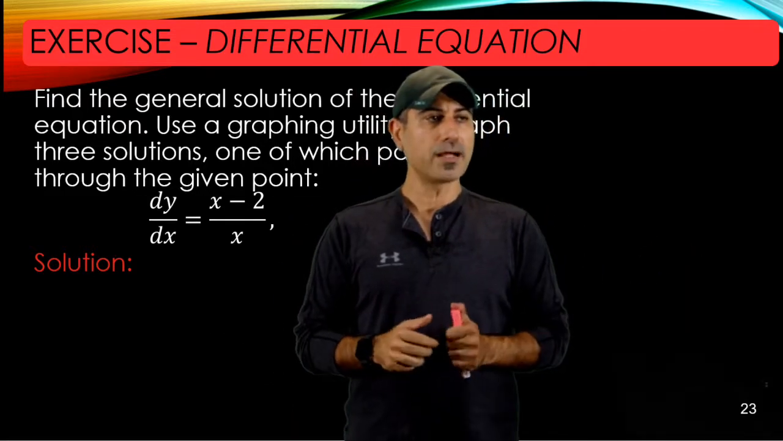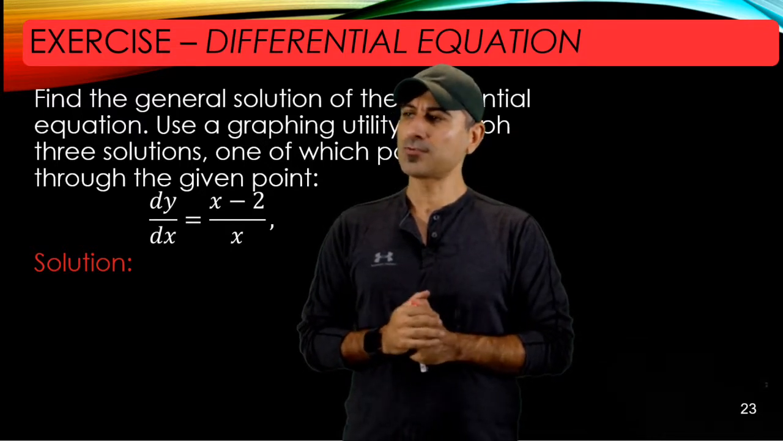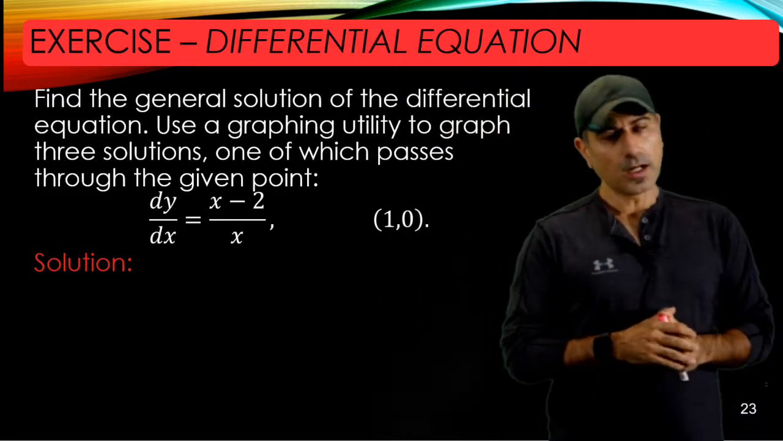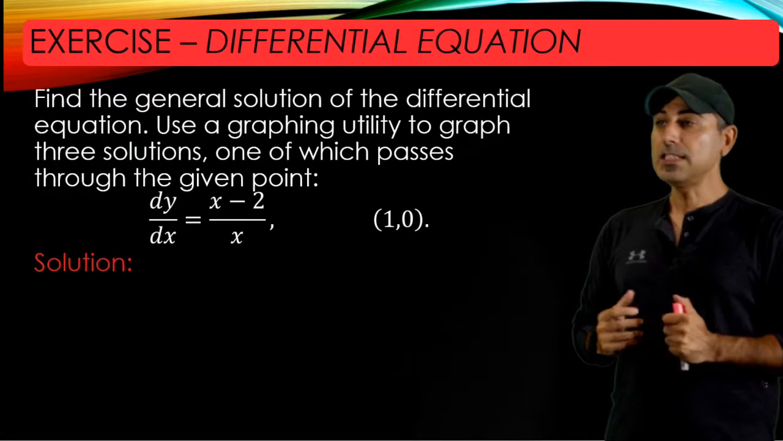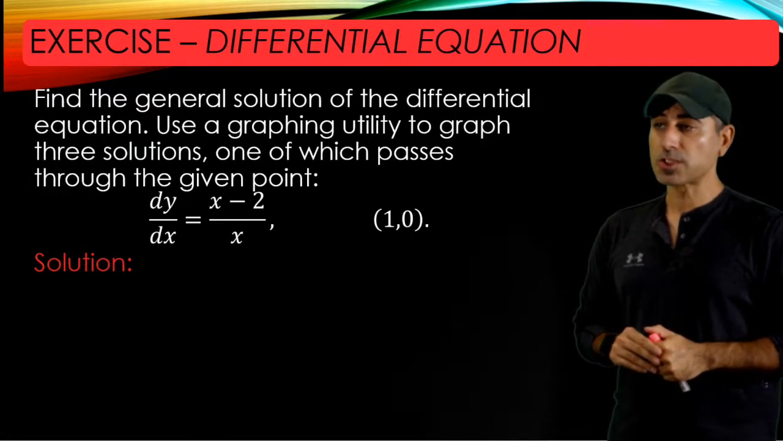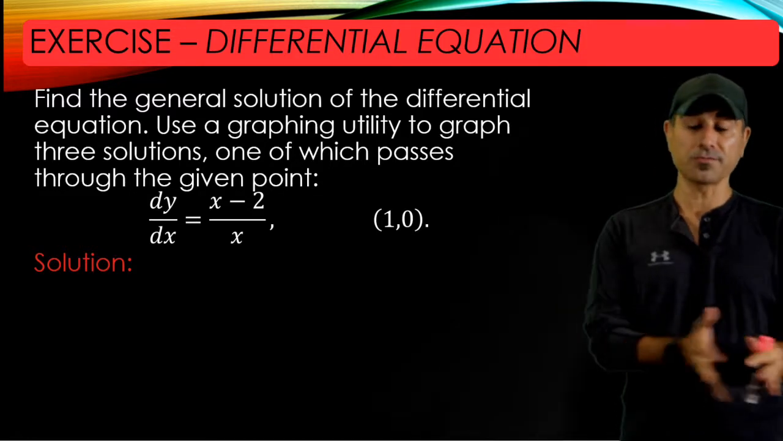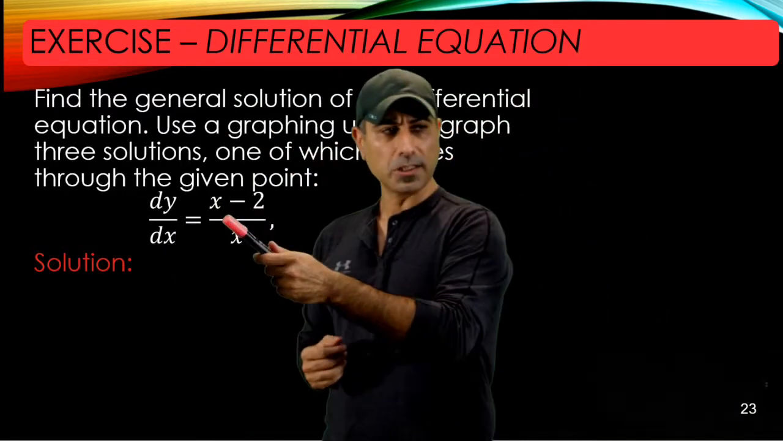to graph at least 3 solutions, one of which should pass through the given point (1, 0). So we're going to look for the solution passing through (1, 0). Indeed, we're going to find a particular solution that passes through the point (1, 0) out of infinitely many solutions. Okay, so what is the meaning of this differential equation?